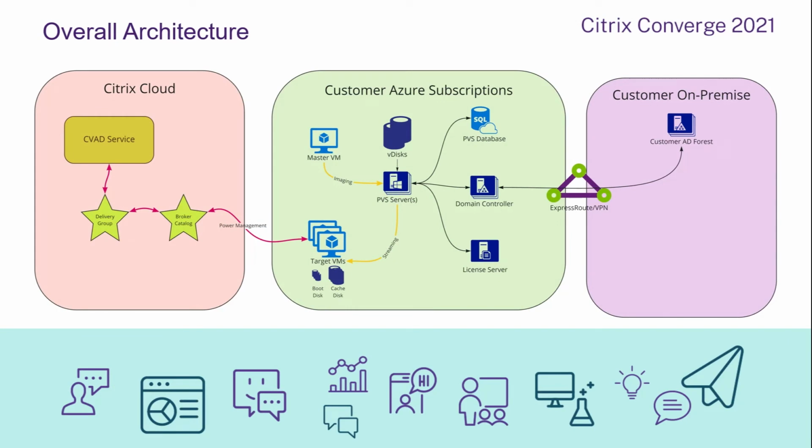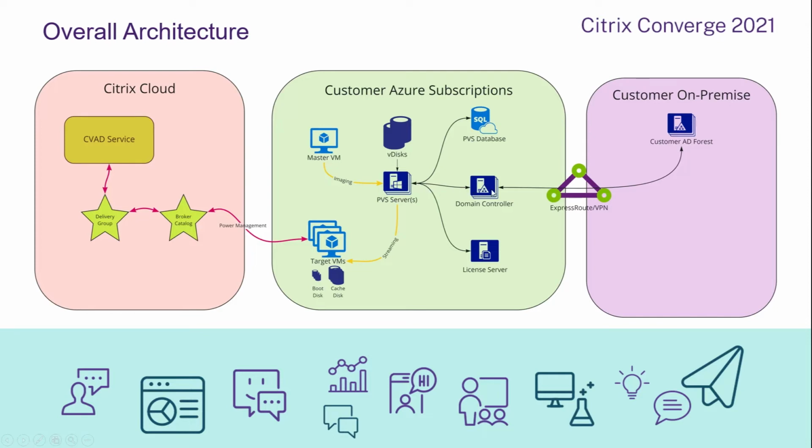So this picture tries to show, in summary, the way this is done. So in the center, you'll see the customer subscription, which is where PVS runs. And in there you would have PVS servers, more than one, to provide HA and scalability. Those PVS servers have access to virtual disks, either locally on the PVS server or via a share. Azure Files is supported, as is Azure NetApp Files. It uses a SQL database, and in the GA product, this can be either an Azure SQL instance or it can be a SQL Server VM that you create yourself.